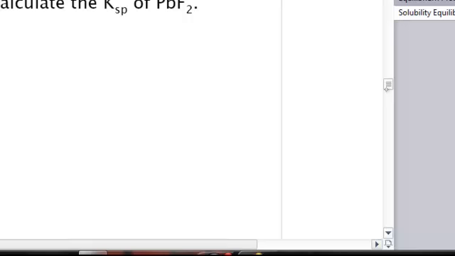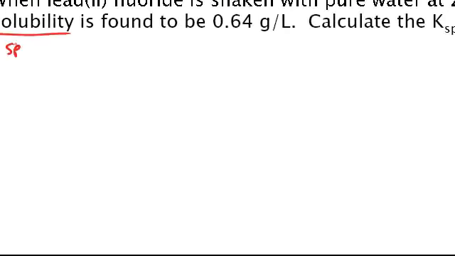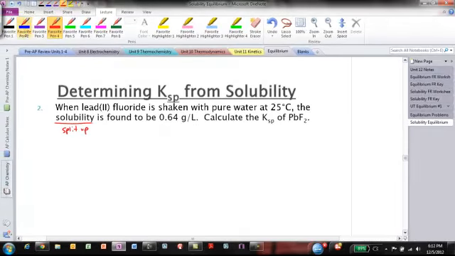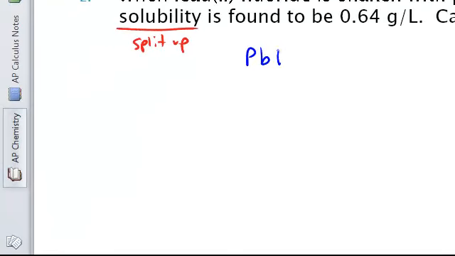It says when lead 2 fluoride is shaken with pure water, the solubility, so that's how much will split up, is found to be 0.64 grams per liter. Calculate the Ksp of PbF2. Well, first we need to have a reaction, and when you're doing solubility, you're just taking the compound and splitting it up. So we're saying how much will split up of the lead 2 fluoride is 0.64 grams per liter. We need that to be in molarity.